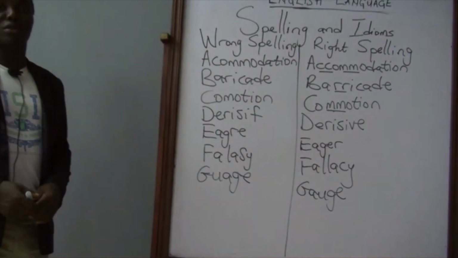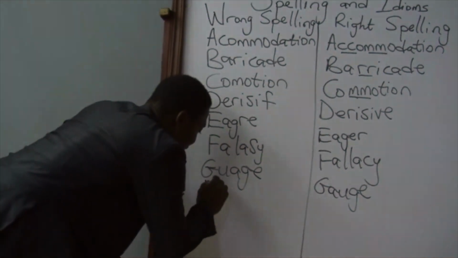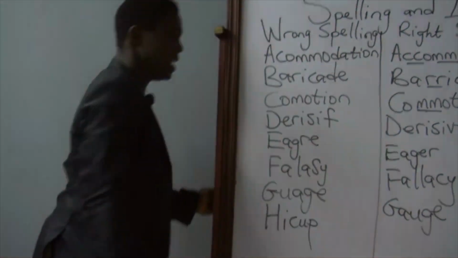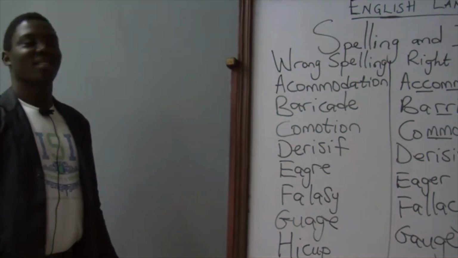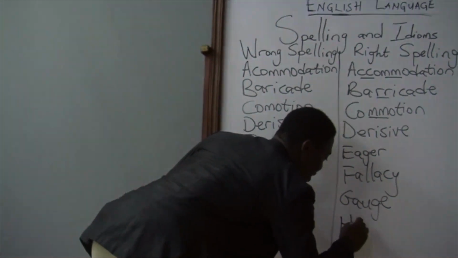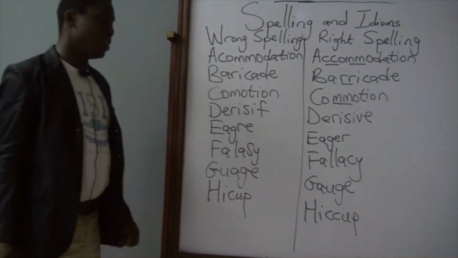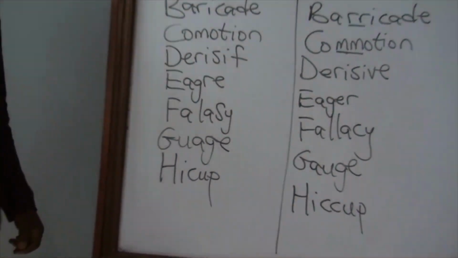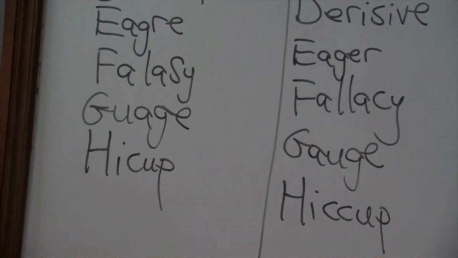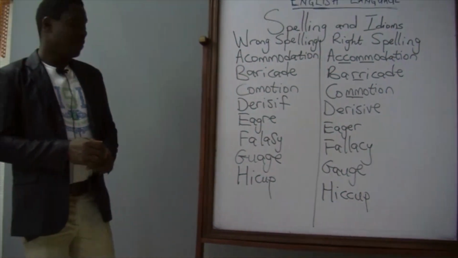Now let us move on to another word. That is hiccup. This is a wrong way of spelling it. Hiccup is spelled H-I-C-C-U-P. Hiccup means a problem, a challenge, a trouble, a flaw.